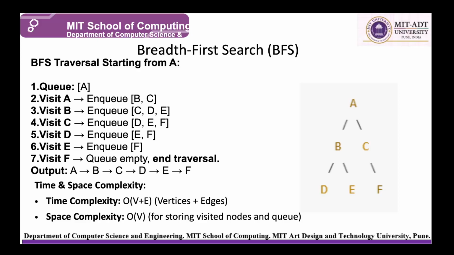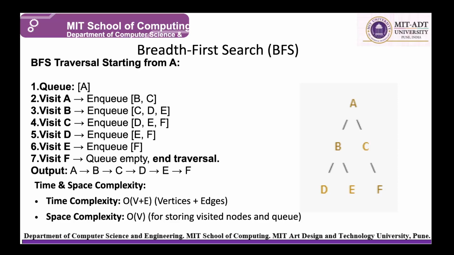Next, again perform a removal operation. So E will be removed, visit E and insert E's neighbors into the queue. E also does not have any neighbor, so nothing will be inserted. Again perform a removal operation. So we will get the F node. Visit F node, which is the last element, and now we can observe that the queue is empty. That means the traversal process is finished.